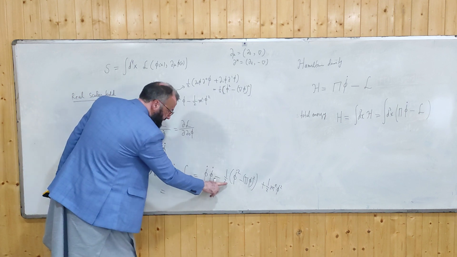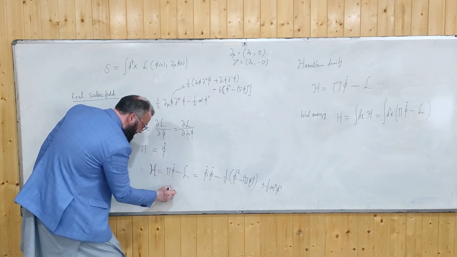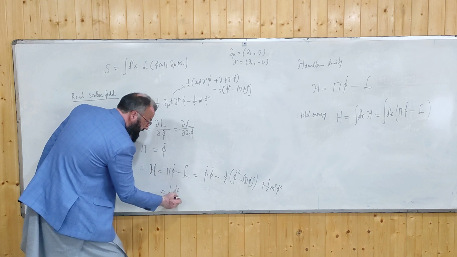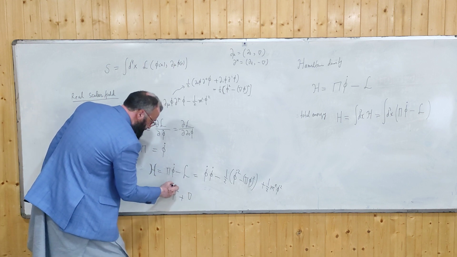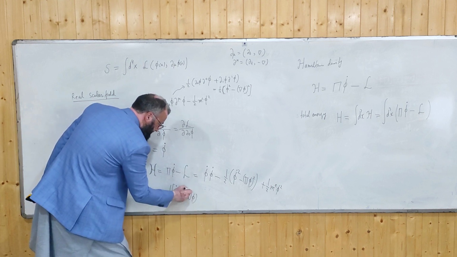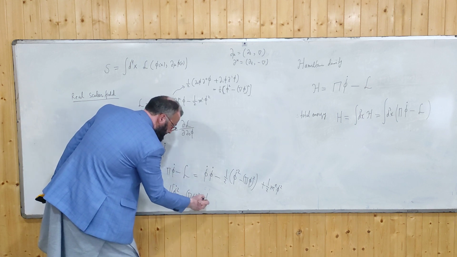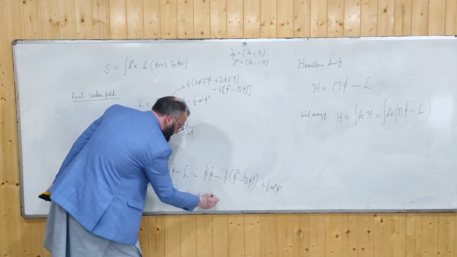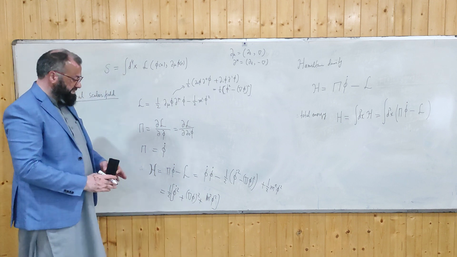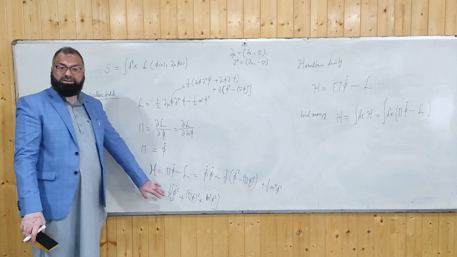So what is that equal to? This is 1 minus half, it is half. So it is half of phi dot square plus half, so I will take half out, nabla phi square plus m square phi square. Clear? So this is the energy density contained in the field phi.